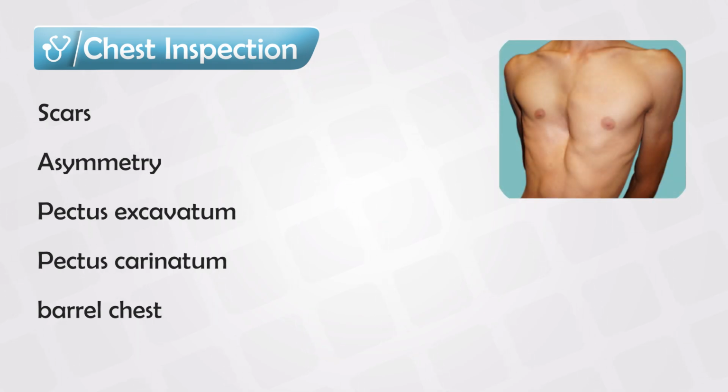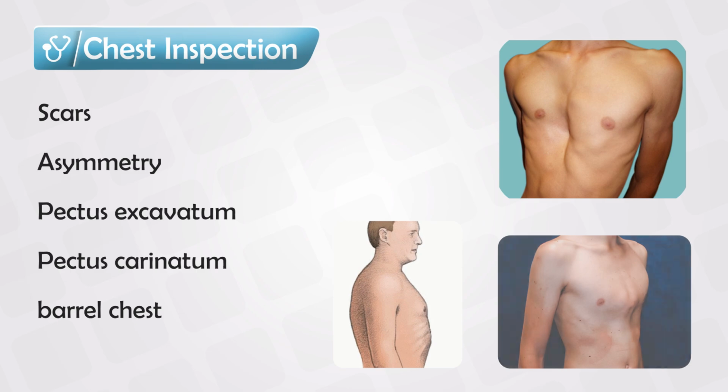To examine the chest, you should have fully exposed the patient's chest and look for any asymmetry, scars, pectus excavatum, or pectus carinatum, which is a chest deviating inward or outward, or barrel chest.